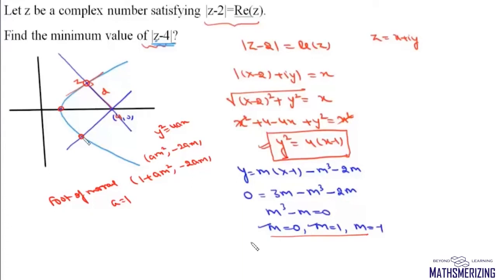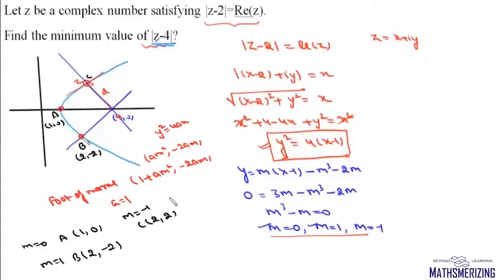So we'll take m as 0. We'll get this point, say A, and it will be simply (1, 0). If we put m as 1, then we'll get this point, say B. So a is 1 and m is 1. So it will be (2, -2). So B is (2, -2). And then we'll find this point which is C when the value of m is -1. So we'll put m as -1. We'll get this point C as (2, 2). So this point will be (2, 2).